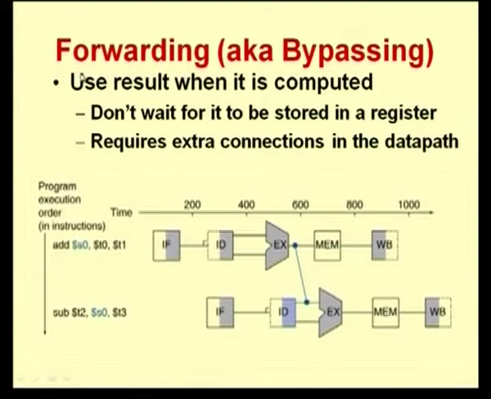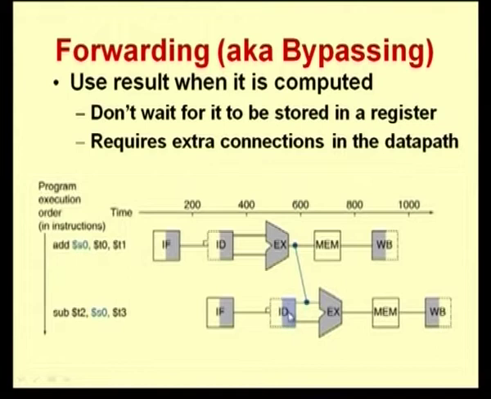We just said that the idea of forwarding is that we use the result as soon as it is computed and do not wait for it to be stored in the register. And of course, for this we introduce a new extra connection in the data path. So, what is it that we need to do therefore? You can see what will happen here. I have my add instruction coming in the first clock cycle. In the next clock cycle, I allow my sub instruction to be fetched. But now, in the decode stage, if I read the value of S0, I would have got a wrong value.